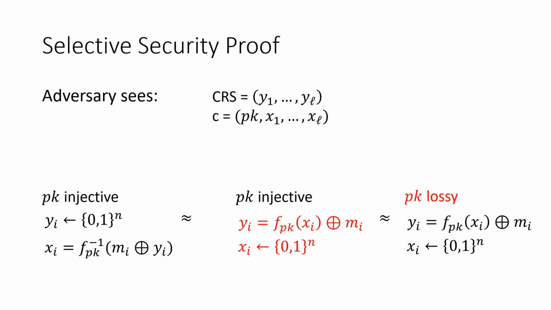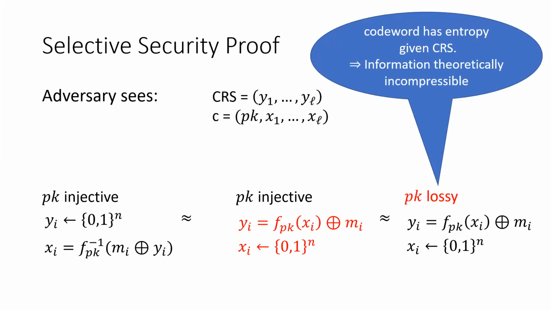But now that I've done that, now that I've made the public key lossy, if you look at it, the xi's in the code word are actually uniformly random. They have a lot of entropy. The CRS reveals some information about them, fpk of xi, but not too much. So actually, even if you have the CRS and even if you know the message, the xi's have a lot of statistical entropy in this game. So the code word has real entropy in this game, given the CRS, and therefore it's information theoretically incompressible, given the CRS in this last distribution.